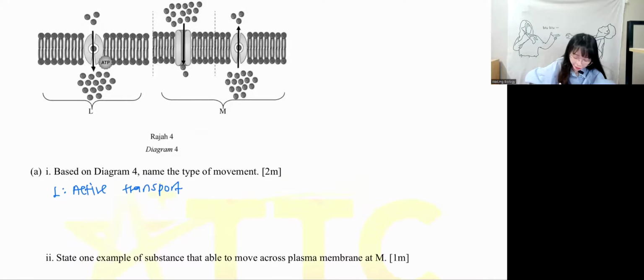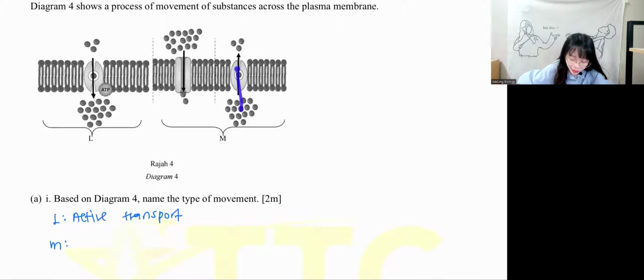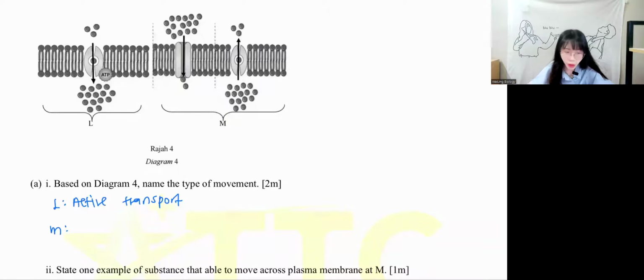Next, if you look at M, okay, obviously M is passive transport, but if you want to write the specific answer for M, do you notice that it uses carrier protein and also channel protein? They move along the concentration gradient, which is move down the concentration, more to less, right? They use carrier and also channel protein. The answer is facilitated diffusion, correct?